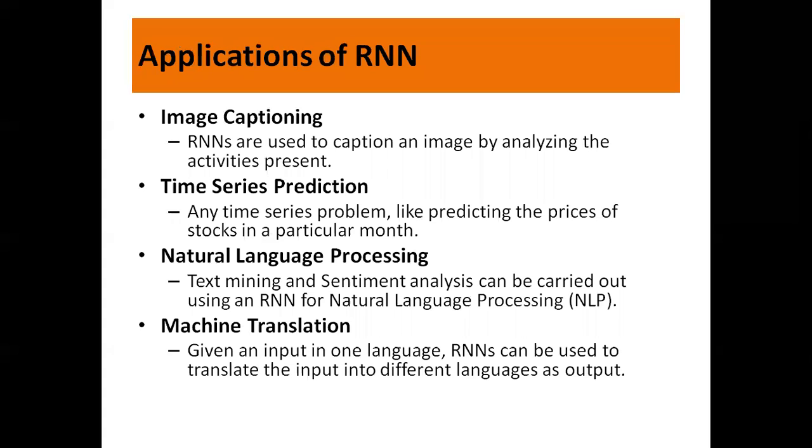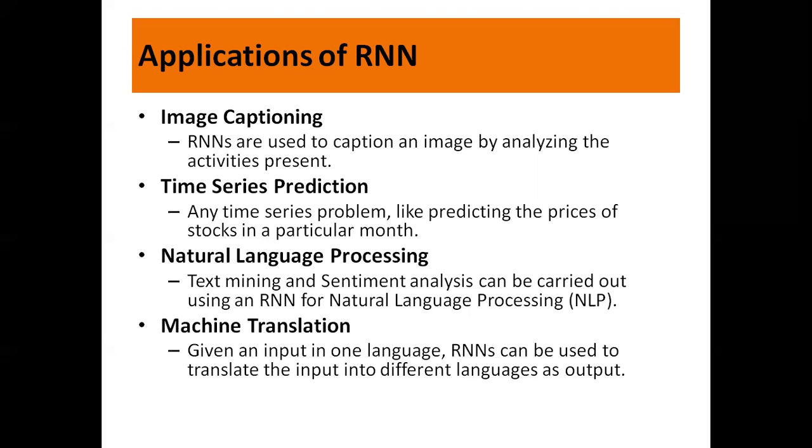The very first application is image captioning. RNNs are used to caption an image by analyzing the activities present. That means once an image is given, it can give a caption to that image. By just analyzing that image, it can generate a caption.